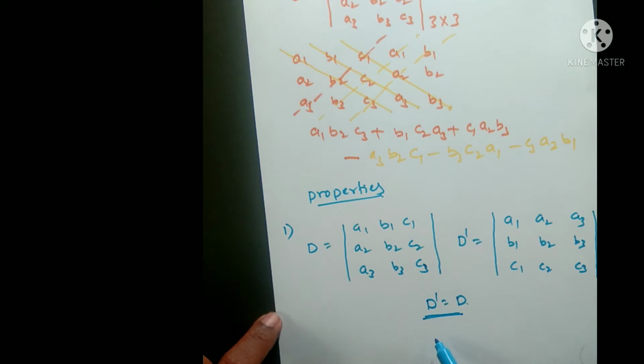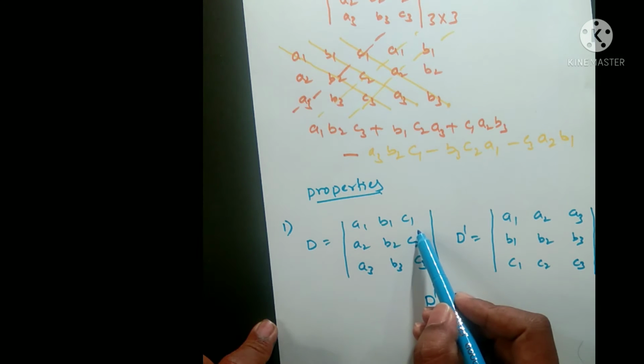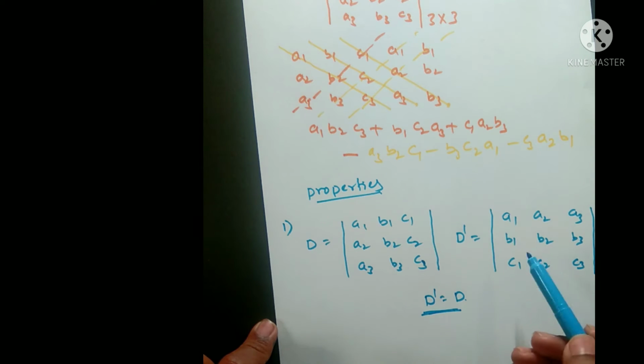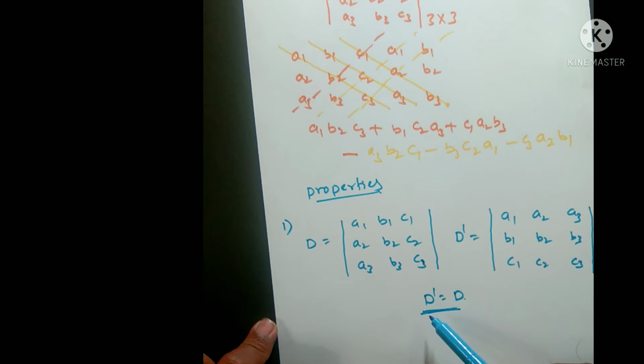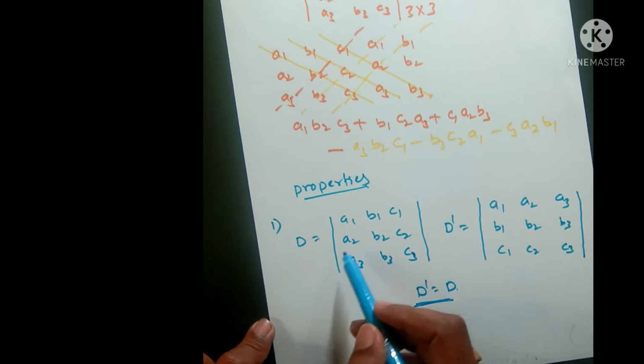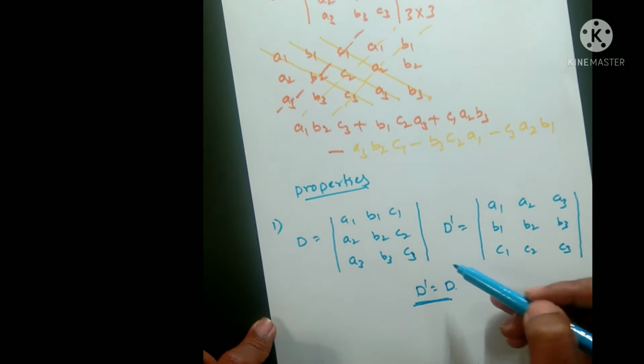From this result, the conclusion is that whatever rules we apply for the rows, we can apply the same rules for the columns also, because the determinant and its transpose have the same value.